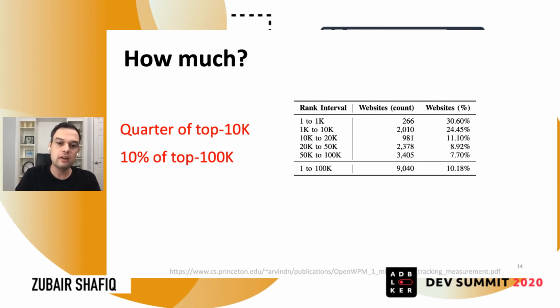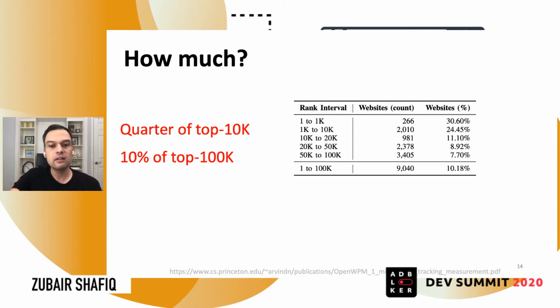The reference point here is previous research from 4 to 5 years ago from Princeton's Web Transparency Project, where they showed that about 5% of top 1,000 sites and only about 2% of top 100,000 sites were doing fingerprinting. And we found that fingerprinting now in 2020 is much more common, especially on higher ranked sites, where more than a quarter of top 10K sites are doing fingerprinting and 10% of top 100,000 sites are doing fingerprinting.